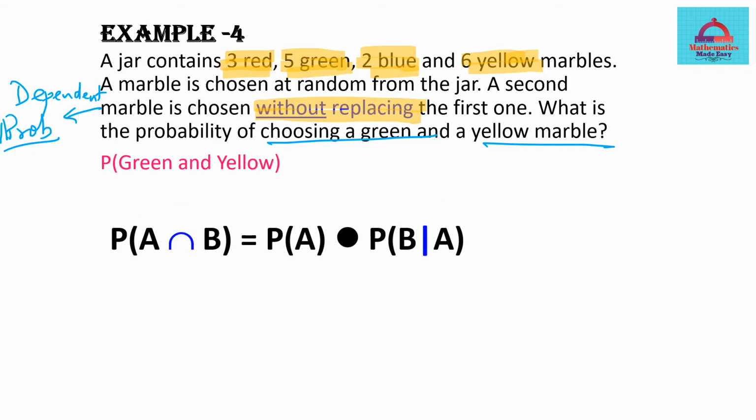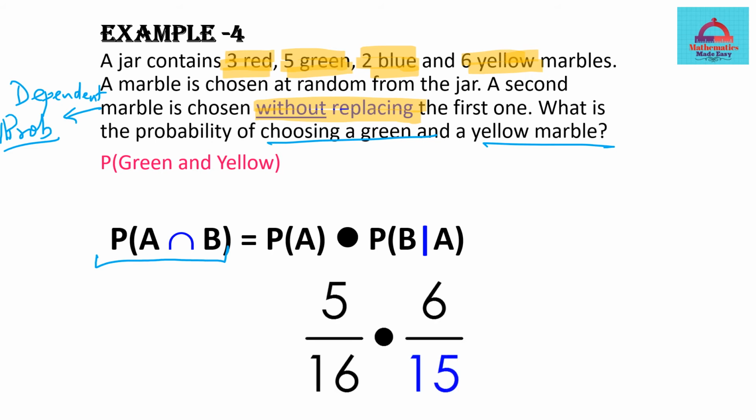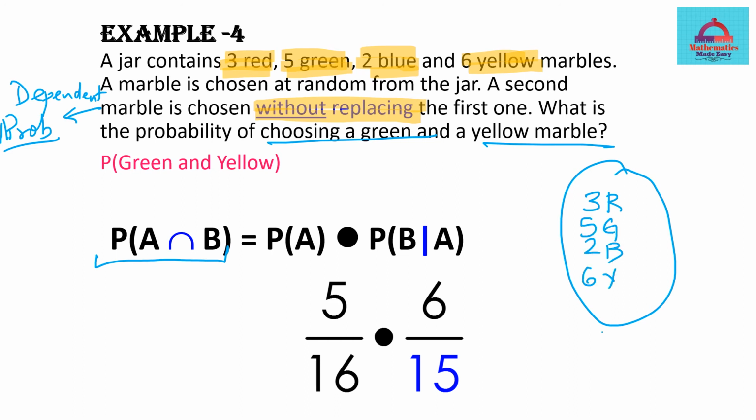Because these are dependent, again, the probability of A intersection B, that is the probability of choosing a green followed by yellow, is equal to the probability of green multiplied by the probability of yellow, given that the first marble has been drawn as green. Okay, so let me draw the jar here, and roughly draw the marbles. So 3 red, 5 green, 2 blue and 6 yellow. Just add them up, total is 16.